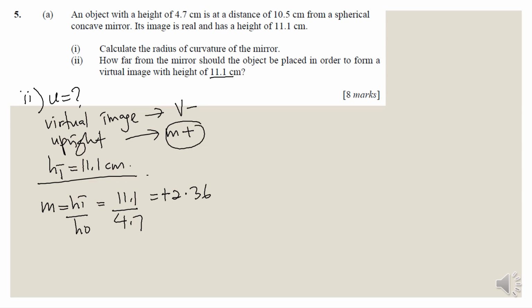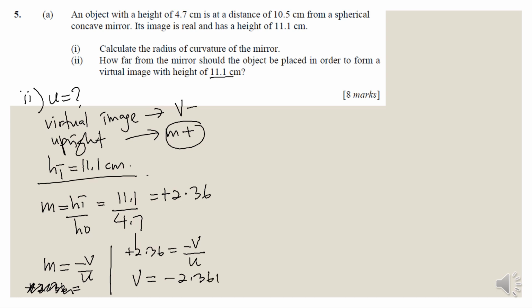Okay, and then kita guna M is equal to negative V over U. So masuklah M 2.36, V nak cari, saya buat dekat sini lah ya. M 2.36, V is V, U is U. U tak ada. Okay, U nak cari. So kita rearrange equation ni menjadi V equal to negative 2.36 U. Okay, ini equation yang pertama.